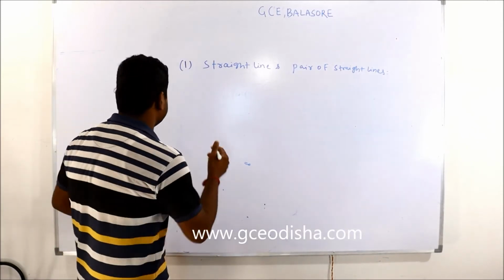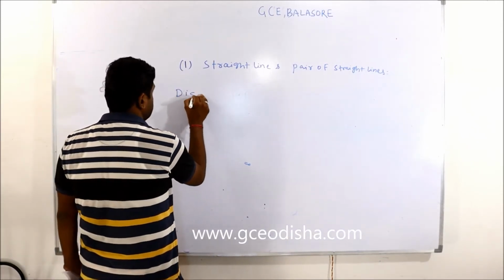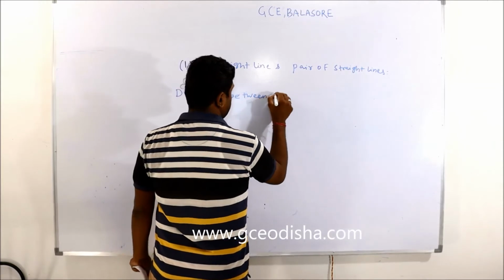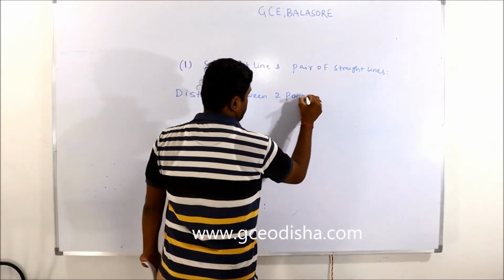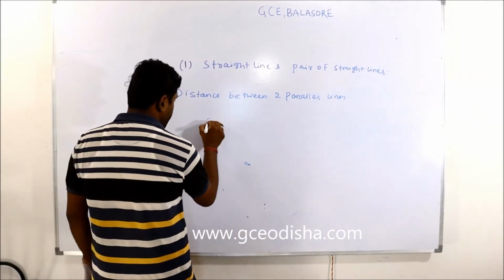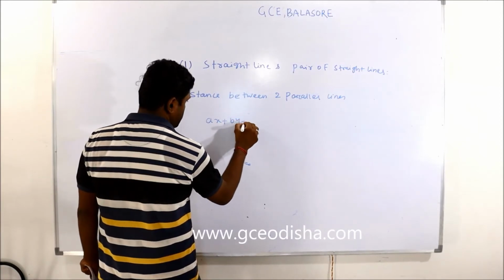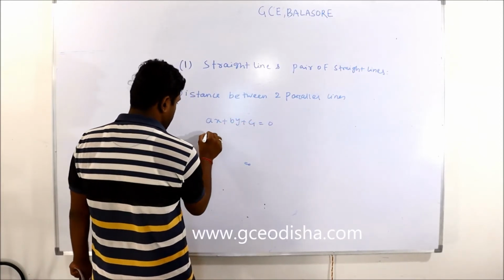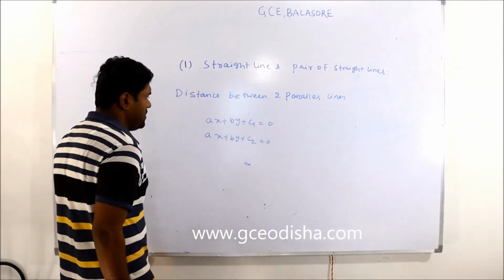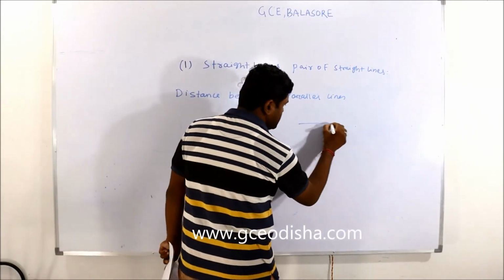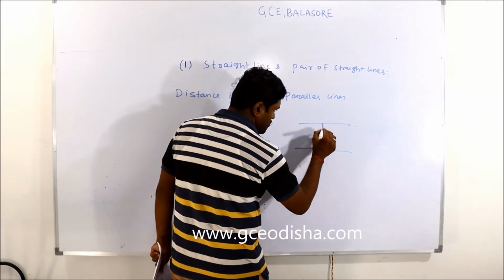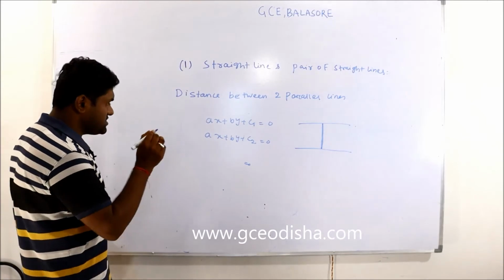Distance between two parallel lines. Let one parallel line be ax plus by plus c1 is equal to 0, and another parallel line ax plus by plus c2 is equal to 0. One parallel line like this, another parallel line like this. The shortest distance is the perpendicular distance between the two parallel lines.